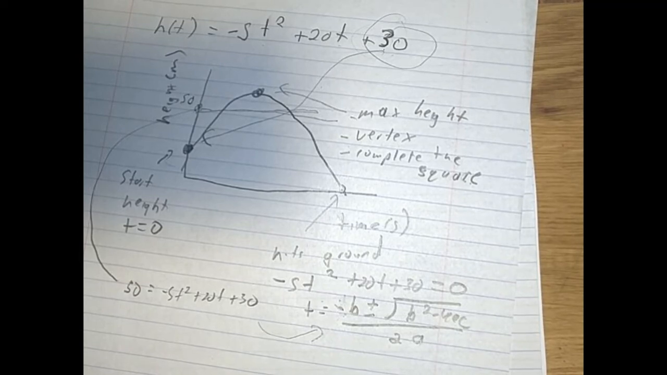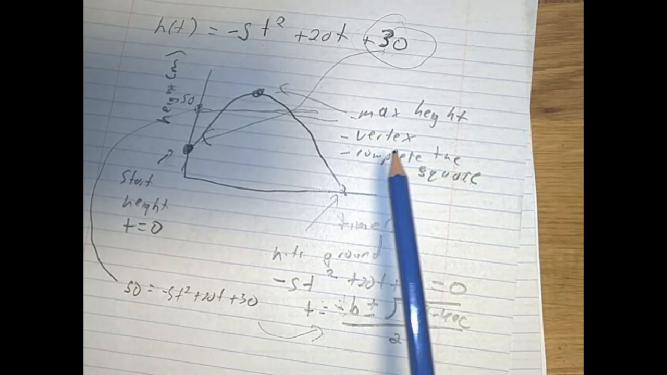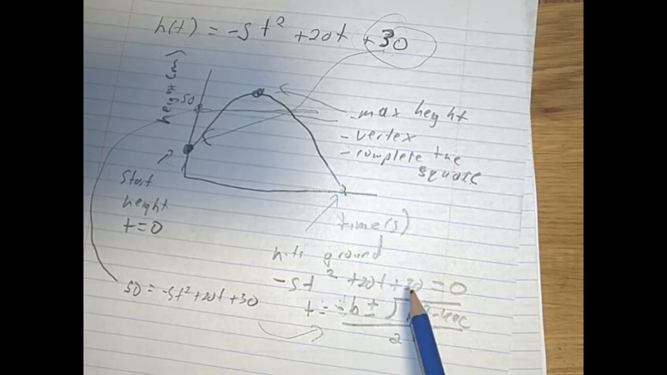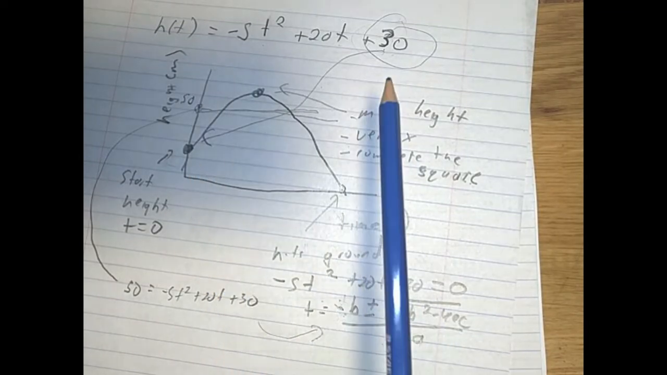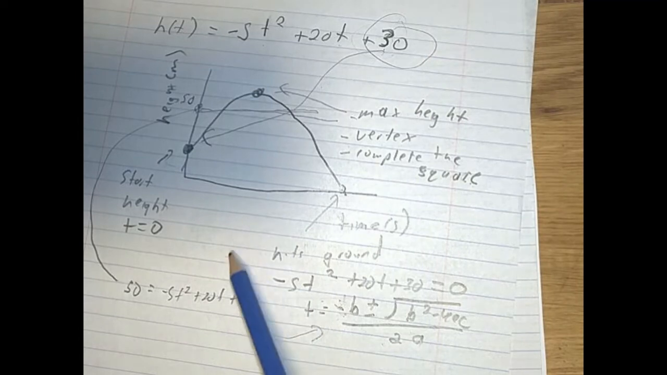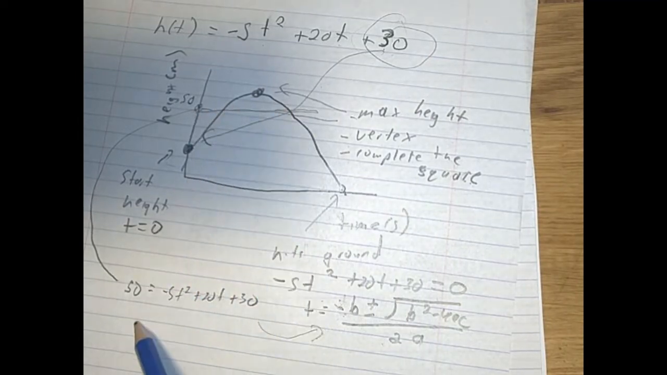If someone wants to pause it, you can, and we're going to go to the second video. We'll do some questions. Again, for maximum height, complete the square. To hit the ground, make it equal 0 and use the formula. Starting height is going to be the number at the end. And in case we have to find a random height, we're going to make the 50 equal that height, bring the 50 over, and calculate.